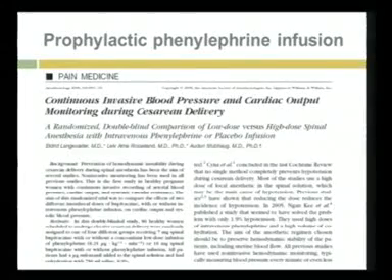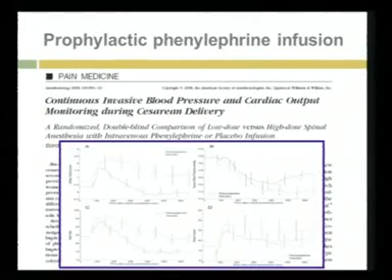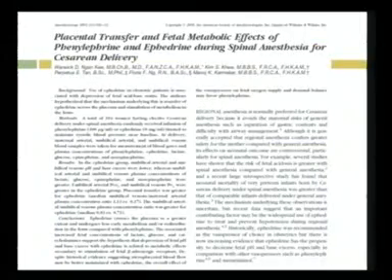Then came the concept of giving a prophylactic phenylephrine infusion in the prevention of spinal hypotension. And what they found was that when the prophylactic phenylephrine infusion was given in titration to the heart rate, the blood pressure and heart rate were better maintained, with just a modest decrease in the cardiac output. And in 2009, many articles appeared on this issue.